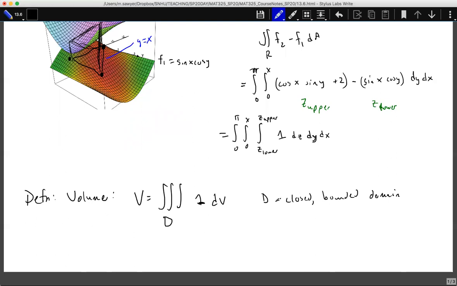And it's this domain that we care about. So this domain, just like the regions we had before with our double integral, D is your closed bounded domain. And so this volume, you want to build up your example. And so from here, this double integral that we set up earlier is an easy integration problem to solve.